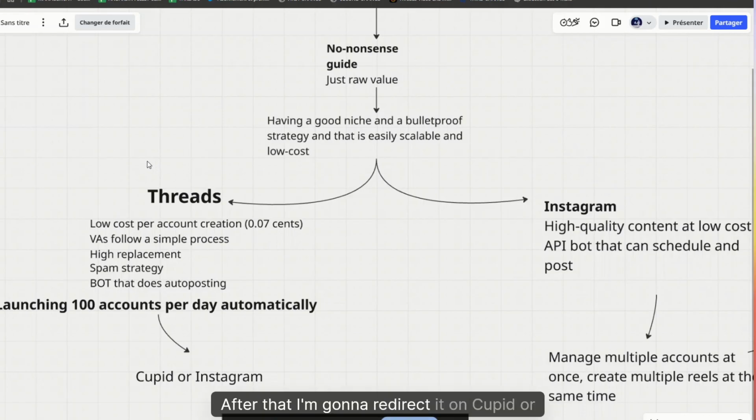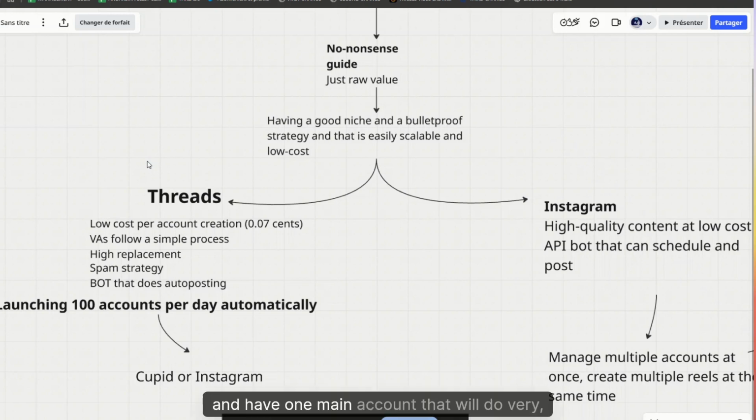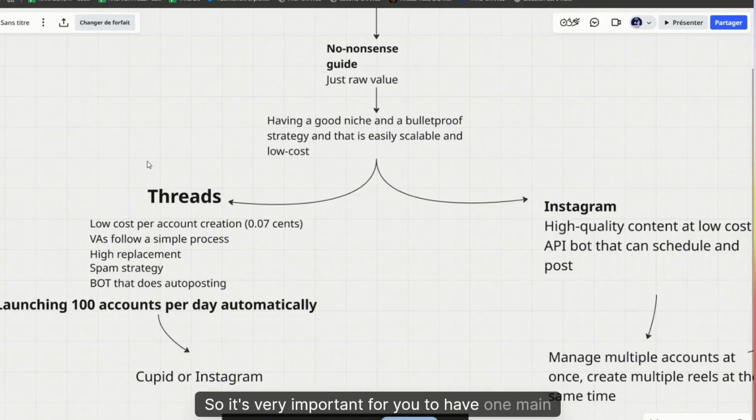After that, I'm gonna redirect it to Cupid or Instagram. So Cupid is actually a pretty good way to increase your conversion rate. And if you want to redirect all that traffic to Instagram, it's also good to build your brand and have one main account that will do very, very good in the future in terms of Reels and just reach overall. So it's very important for you to have one main Instagram account if you don't have one. And if your conversion rate is low, I would advise you to do some Cupid.